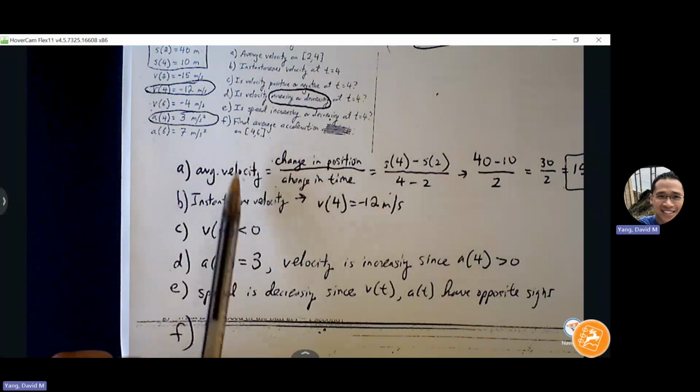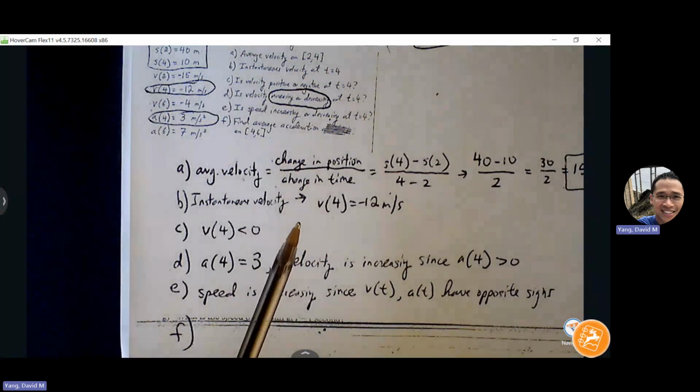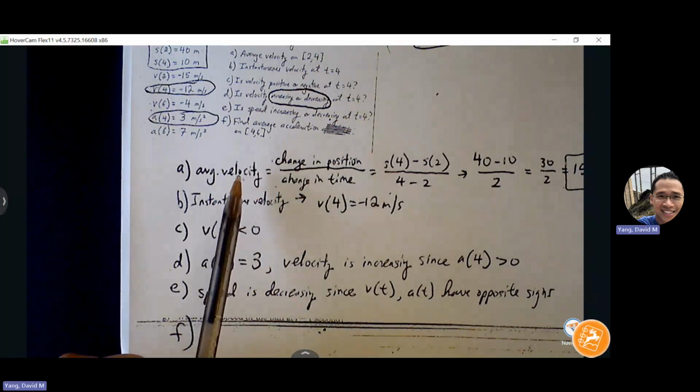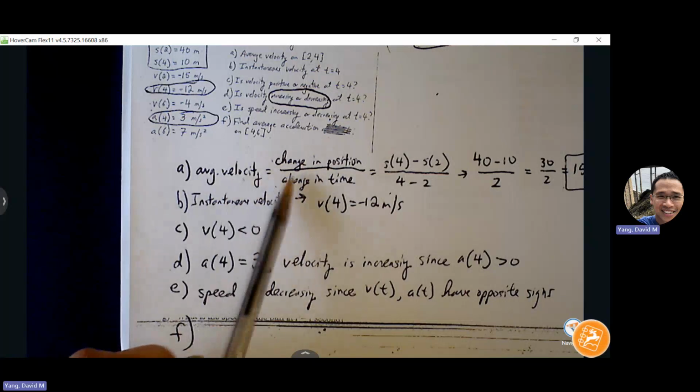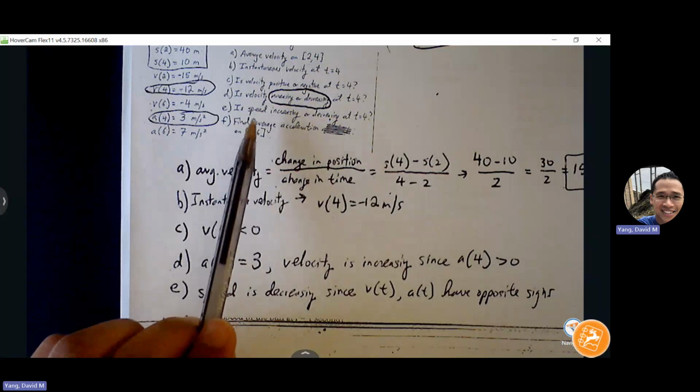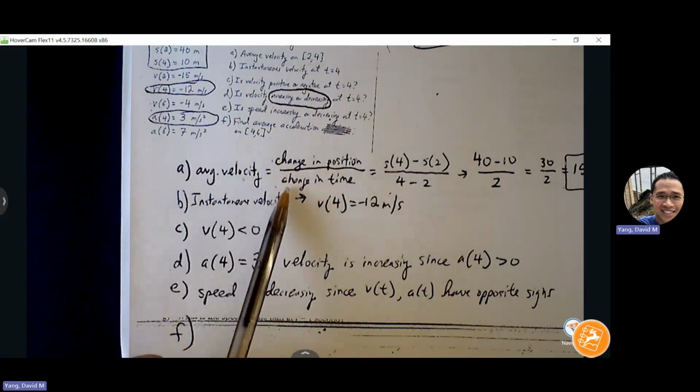Well, that's the thing, right? If that was the case, then average velocity would be change in velocity over change in time. Right, so no. Average velocity is really talking about rate of change of position. So what do you think average acceleration would be? Change in velocity over change in time, right?